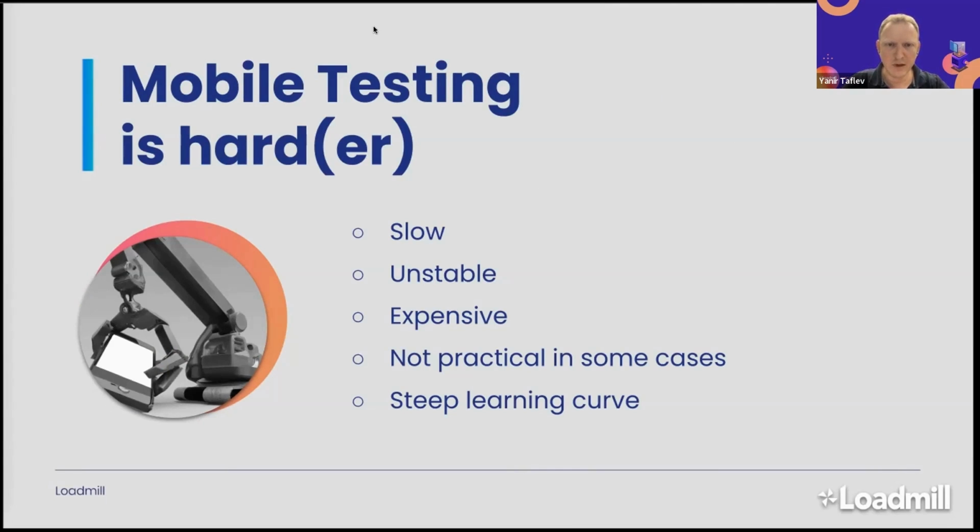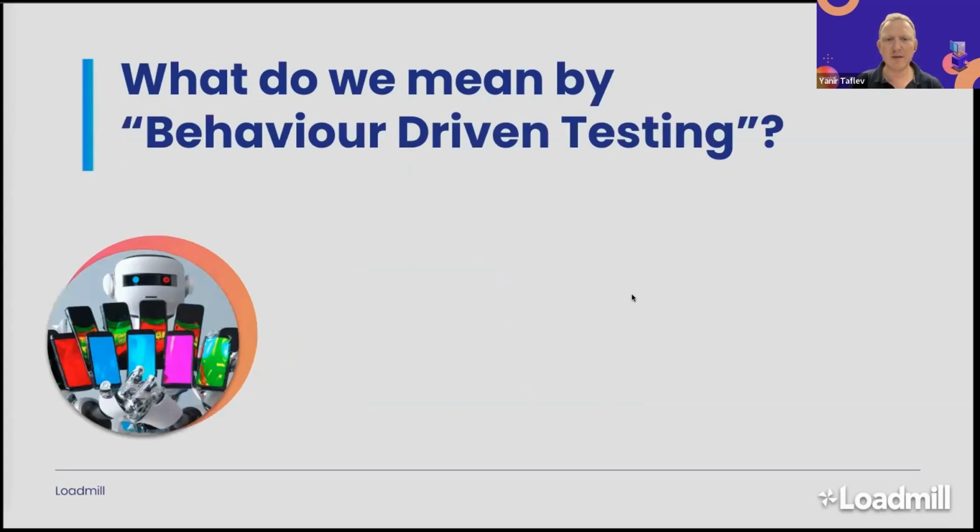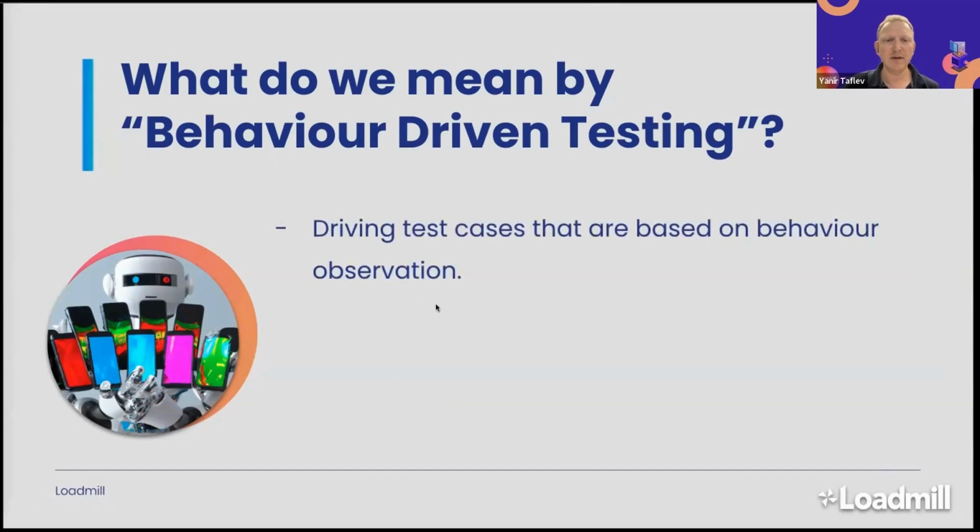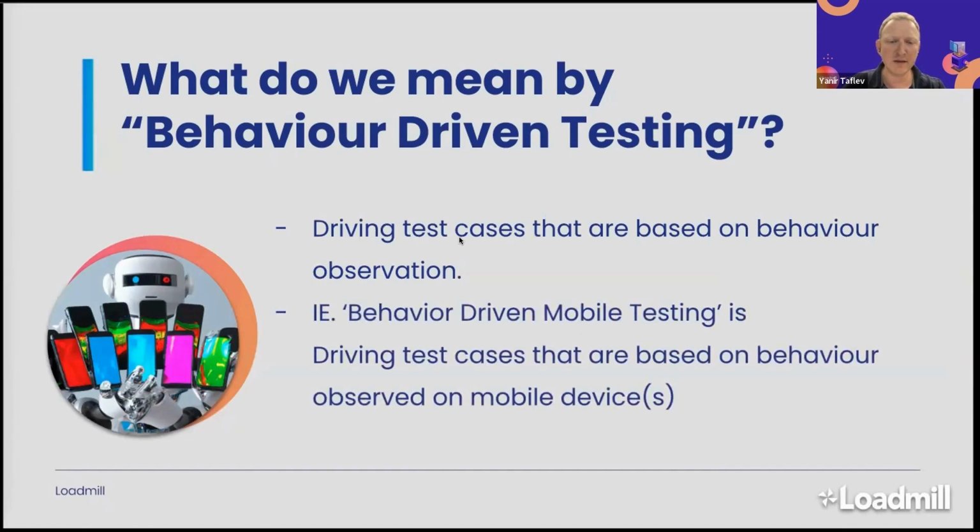So, yeah, that's what we wrote. And we will continue with what we do, and how we define behavior-driven testing. When we say that, we think of maybe Cucumber or Gherkin style. But if we expand this definition, or go to the general definition, it is basically testing, or running tests, or creating tests based on observations or examples or anything that describes a behavior. The short term for that is driving test cases based on behavior observation. And if we take it to mobile testing, it's basically using our mobile device and observing some behavior out of the mobile device. And this is what we will do today with Loadmill.